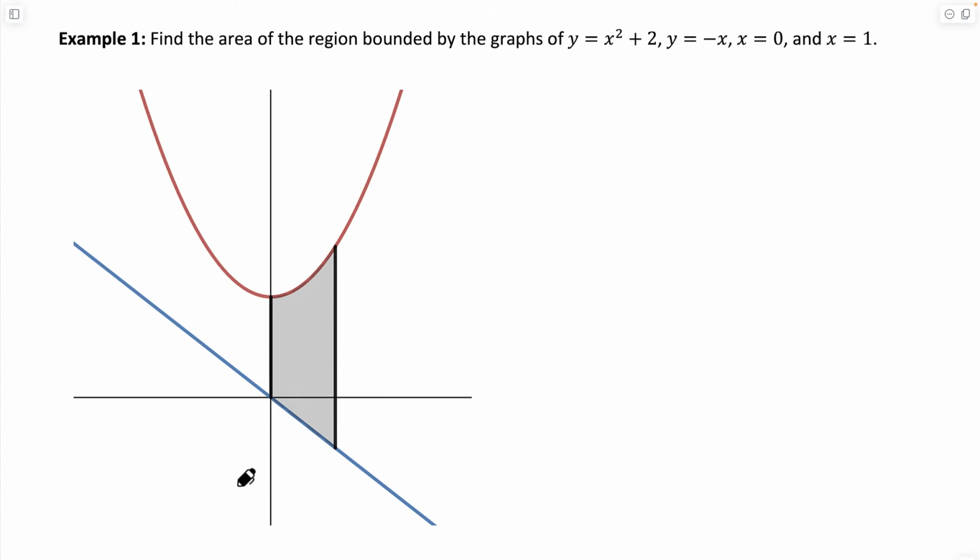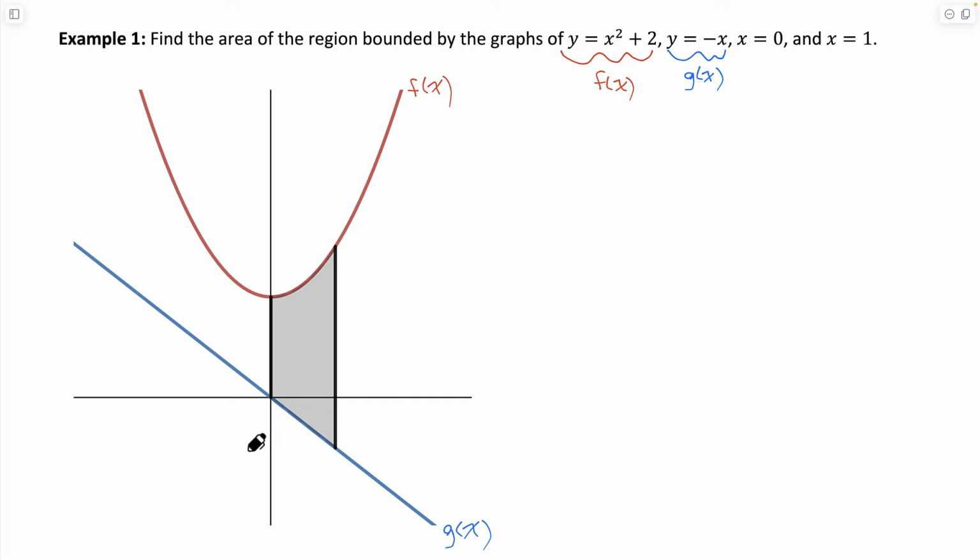Example 1 says find the area of the region bounded by the graphs of y equals x squared plus 2. Oh, I can tell that's the red function. I'll call this one function f at x. So there's f at x. Y equals negative x, which I can tell is the blue function. I will call that g at x. So here's function g at x. And x equals 0 and x equals 1. Those are my two vertical lines that are the left and right boundaries for my area.